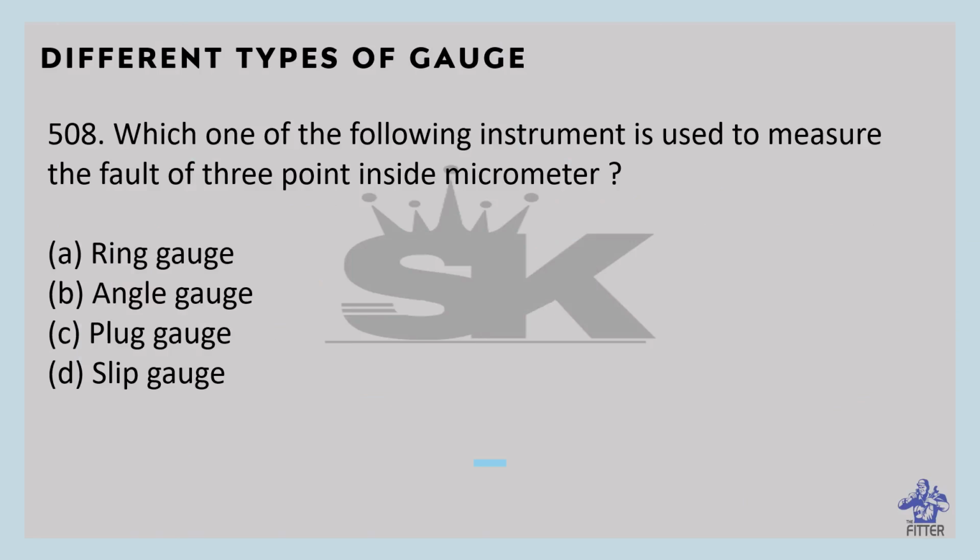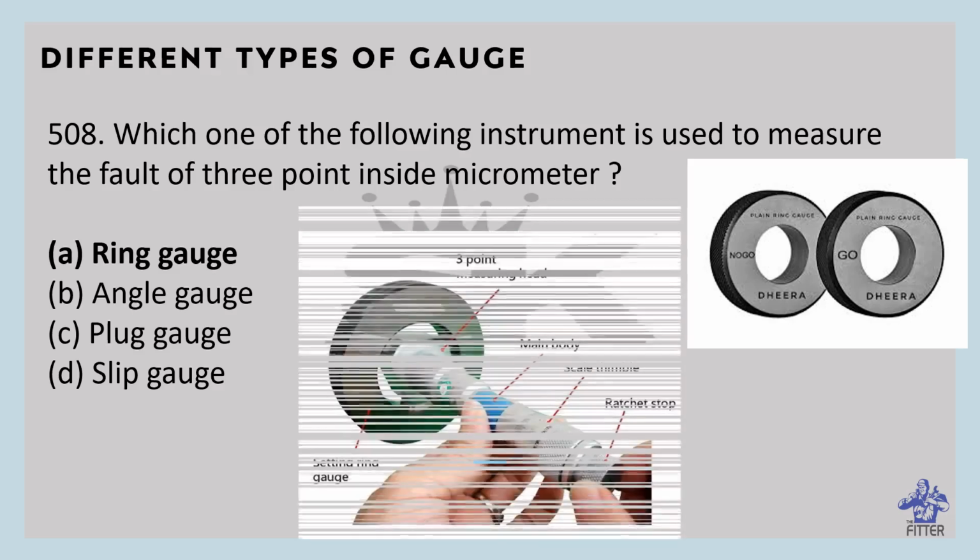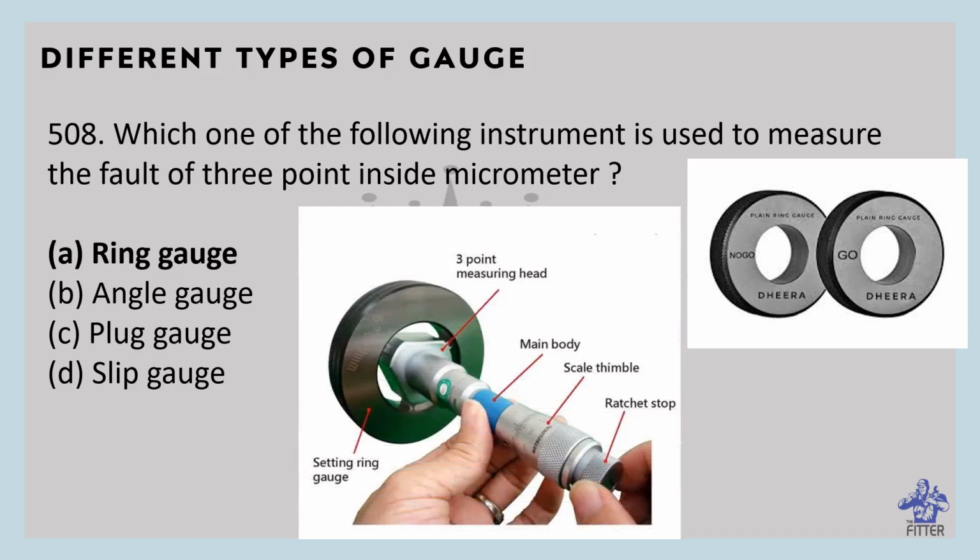Which one of the following instruments is used to measure the fault of a 3 point inside micrometer? So here the answer is ring gauge. You can see here in the image, these are the ring gauges. The ring gauge is used to check the outside measurement of a cylindrical job. You can see here in the image how the process is going to work.